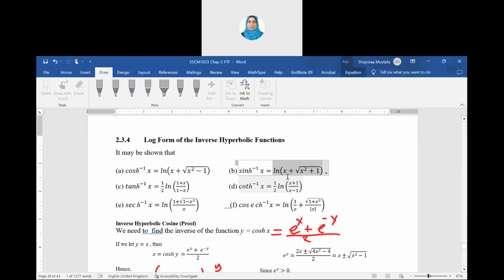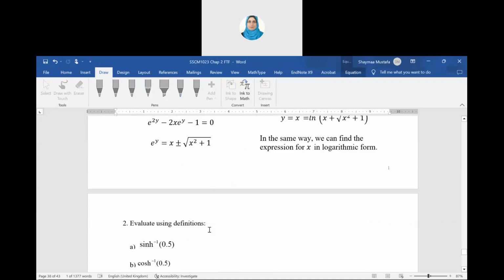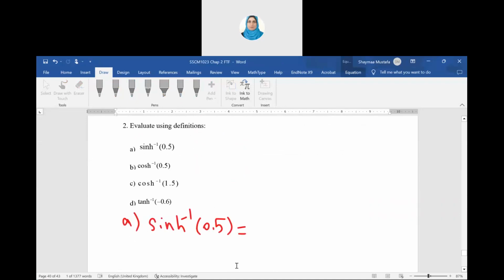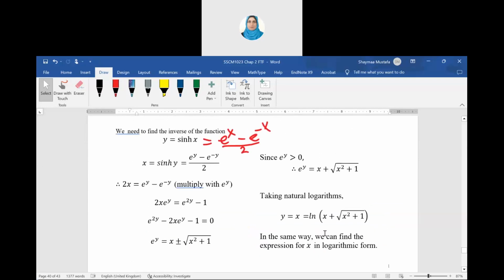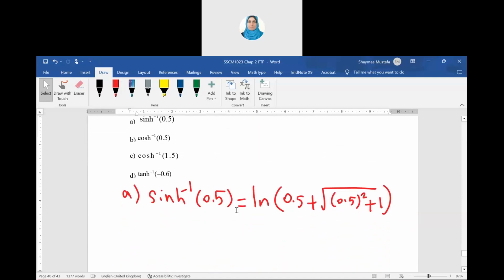I will use this formula: x plus root of x squared plus 1. By using the definition, it is equal to the natural logarithm of x, which is 0.5, plus the root of 0.5 squared plus 1. Using the definition means you have to use this formula, natural logarithm of x plus root of x squared plus 1. So here, natural logarithm of 0.5 plus root of 0.5 squared plus 1. Can you find the value?